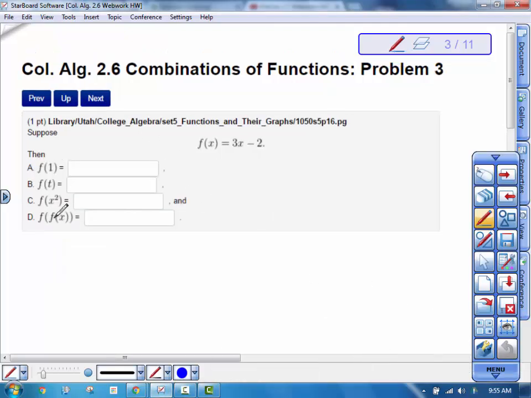Next question wants to just plug these things in. So plug in 1 and you get 1. Plug in t and you get 3t minus 2. Plug in x squared and you get 3x squared minus 2. And then do the composition of f of x.